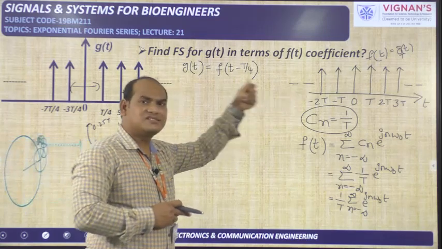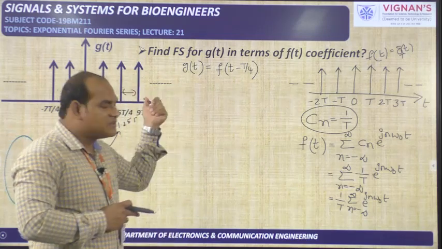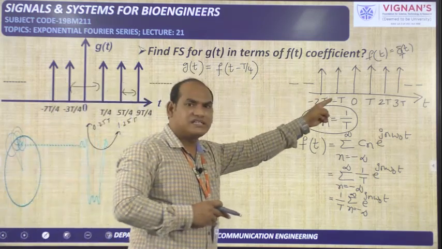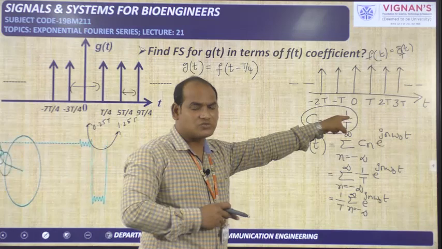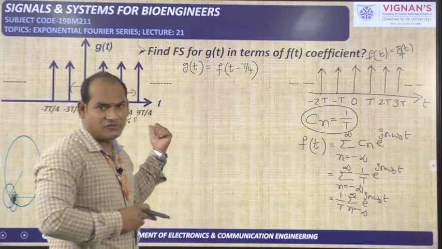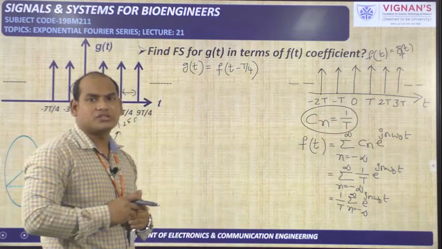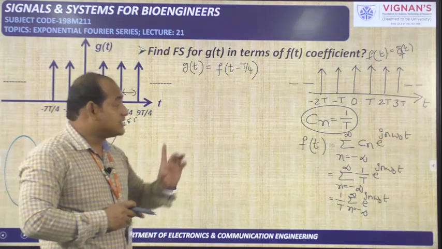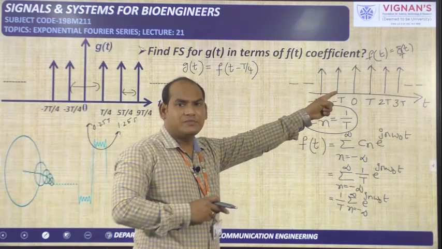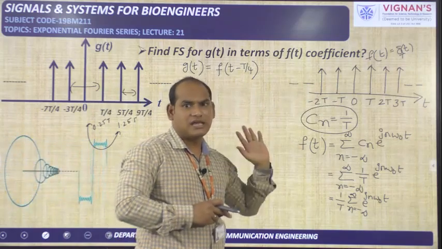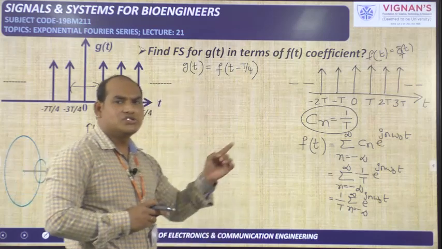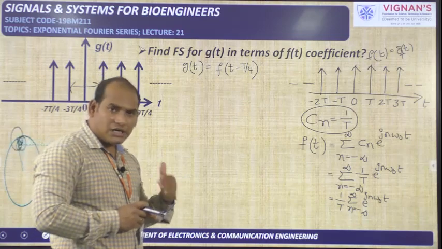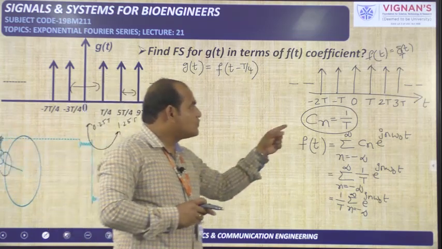F of t is like this, g of t is like this, and between these two, what is the time domain relationship? By shifting this f of t signal by capital T by 4 seconds to the right side, we got g of t. In time domain, that is the relation: time shifting by T by 4 seconds to the right side. The delayed version of f of t by capital T by 4 seconds is nothing but g of t. That is the relation we got between these two signals, f of t and g of t, in time domain.